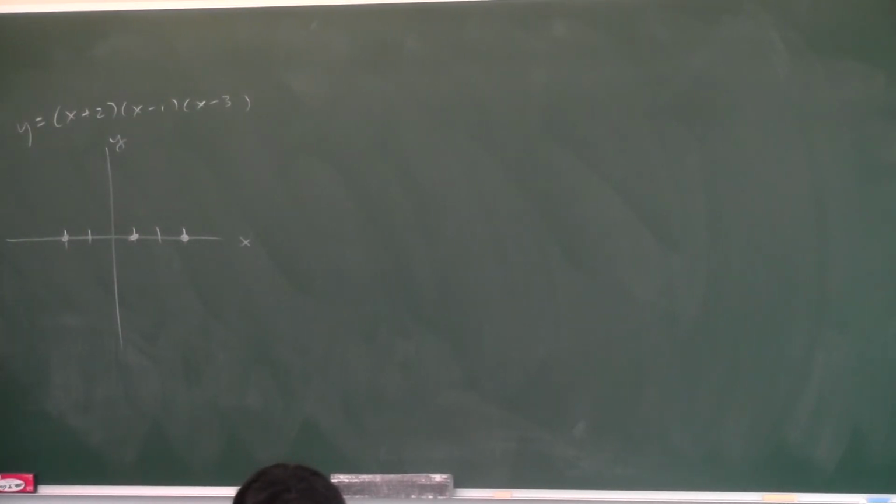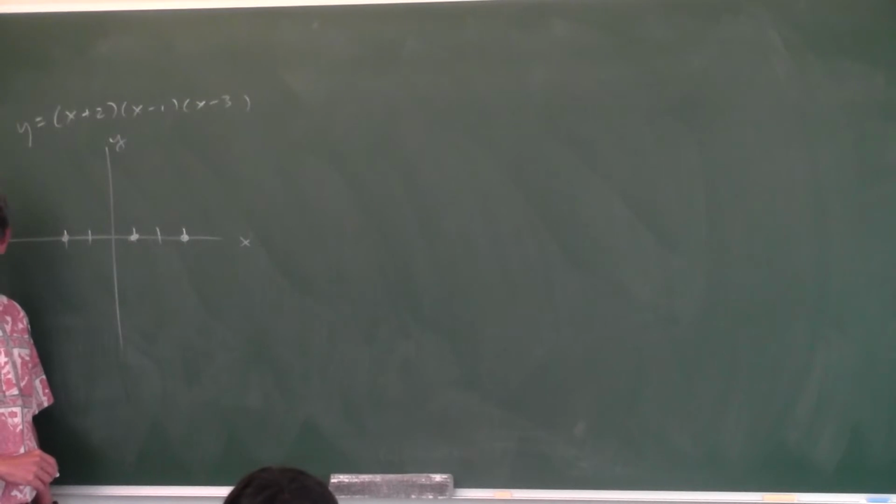What is the y-intercept? How do you figure out the y-intercept? You plug in 0 for x. Hopefully we can do this mentally. And when I say mentally, I mean in your head. 6. 6 or negative 6? 6. Okay. Positive 6.